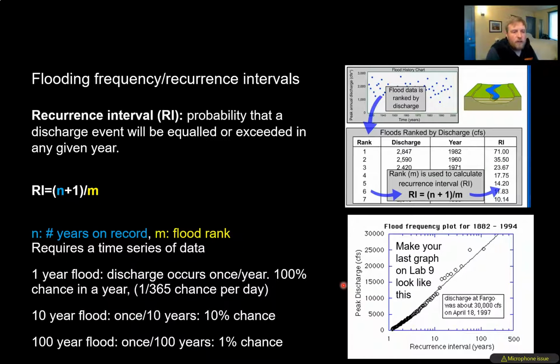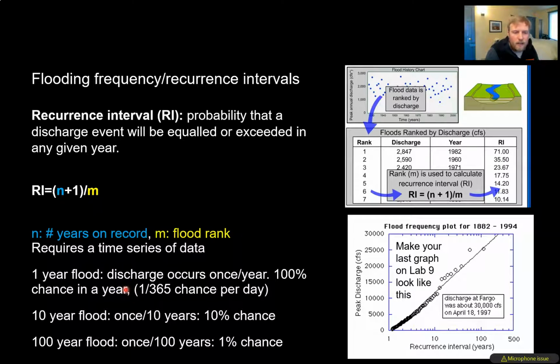The way that you calculate the recurrence interval is you take the peak stream flow, the flood, from every single year on a stream gauge for the entire record that you have. And then you rank each of those floods by their magnitude, okay? So to calculate the recurrence interval, which you will do at the end of Lab 9, you take the number of years on record, right? How long you've been measuring this, and then the rank of each flood from those annual records, okay?